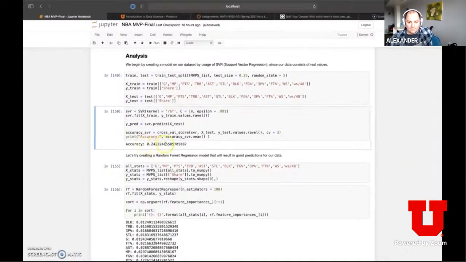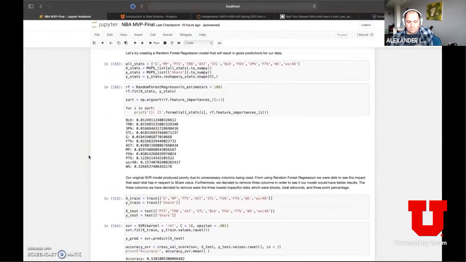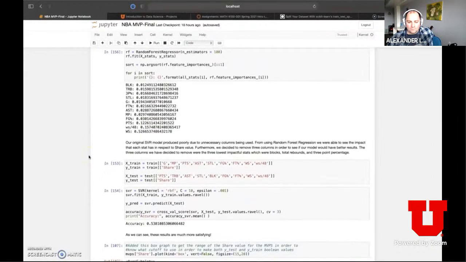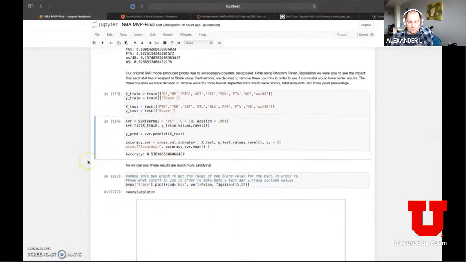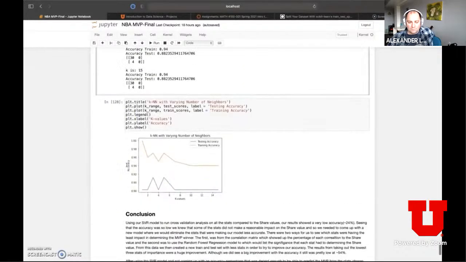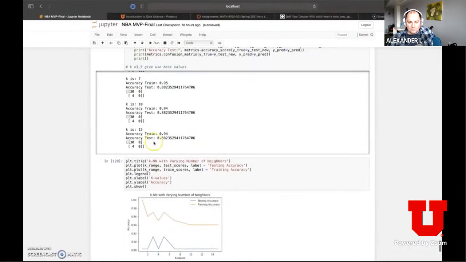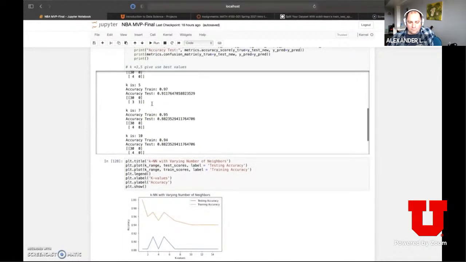So then we used random forest regression to show the most important stats to share value. From these results, we dropped the lowest 3 stats, which were blocks, total rebounds, and 3-point percentage. With the new model, accuracy improved to 54%. After this, we used KNN neighbors with ranges of K from 1 to 15, and from that model we got an accuracy of 90% and 91% for test with K equals 3, which was a huge improvement.